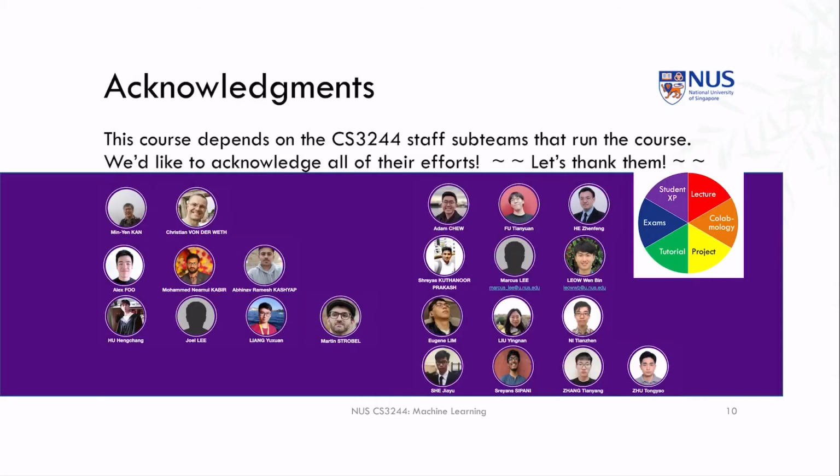We've had instructional staff like myself and Chris involved, but also a whole host of graduate TAs who have been in charge of particular components, like our collabmology with Martin, our projects with Hang Chan, tutorials with Abhinav, exams with Yushen, and student XP from Niyamo. So all of us have been together in this endeavor, and we have had a really large and expert group of TAs, undergraduates, who have been helping out for the course. So again, let's give them a big thanks for taking very good care of us over this last semester.